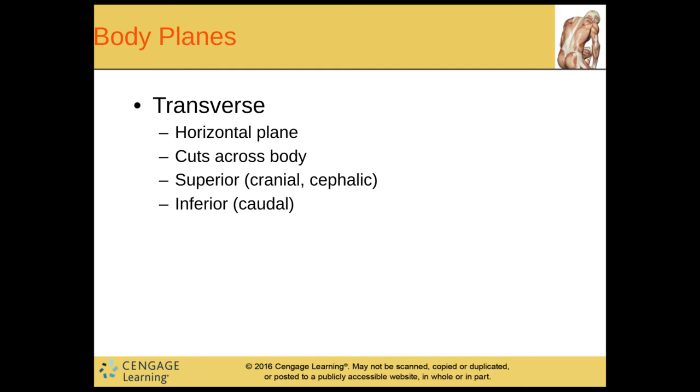And then we start talking about terms superior and inferior. So wherever that plane cuts, right? So we'll just say it cuts right at the belly button. Anything above that plane is superior, right? So that's towards the head. That's what that means, right? Cranial, cephalic, right? And then inferior is anything below that. So caudal, which means like the tail of something or the bottom of something.